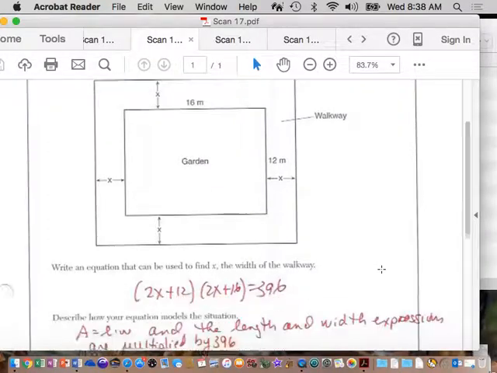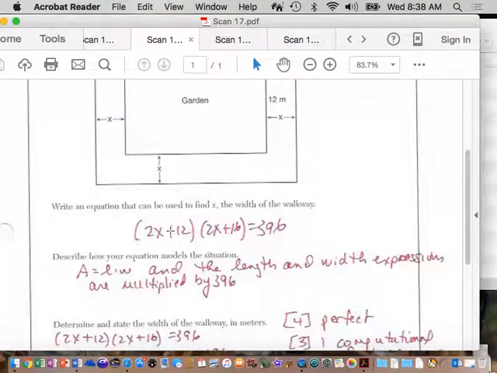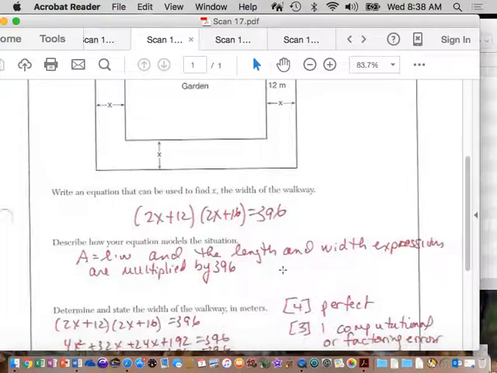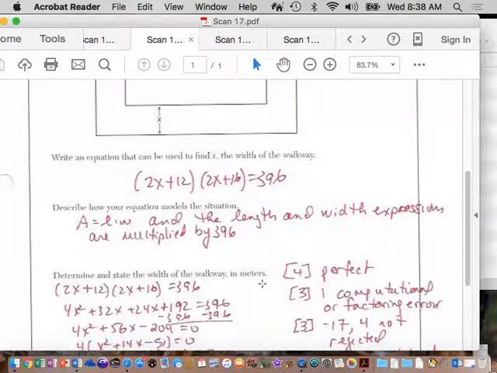The walkway problem. Here's your equation. It's got to say 2x plus 12 times 2x plus 16 is 396. Basically, this is going to be worth 1 point. Next, the area is the length times the width, and the length and the width are expressed, and they're multiplied to get 396, the area. That's basically worth 1 point, some kind of an explanation like that.